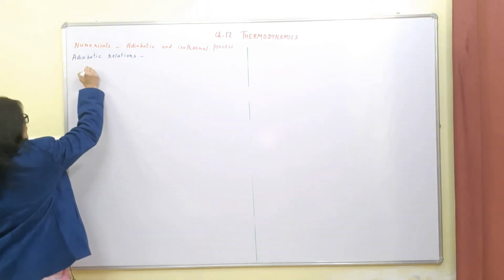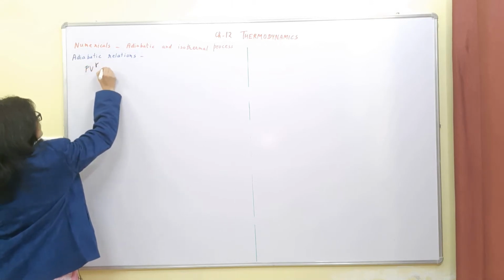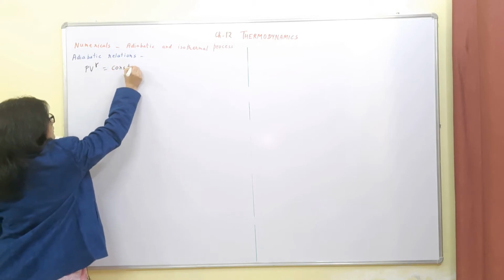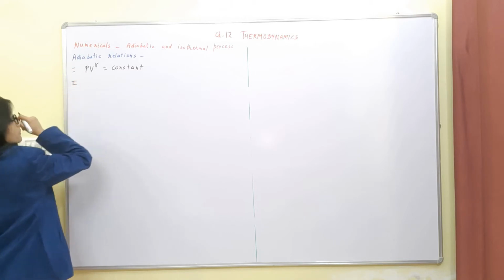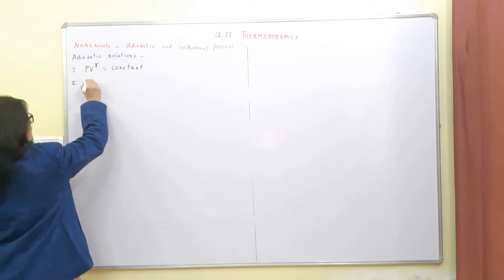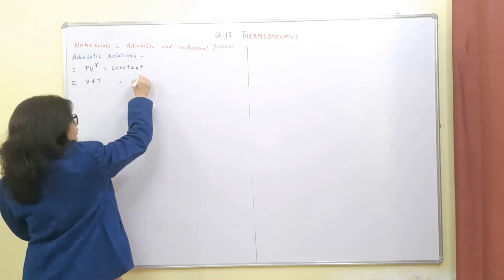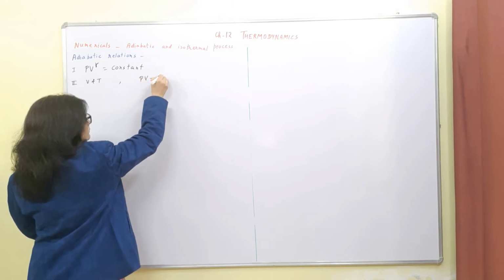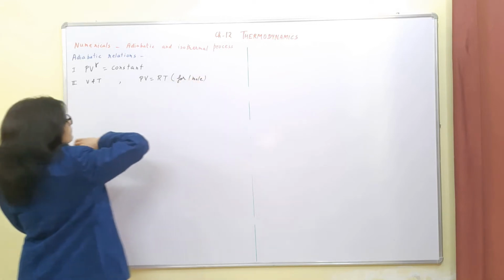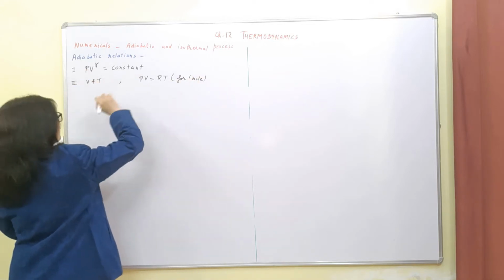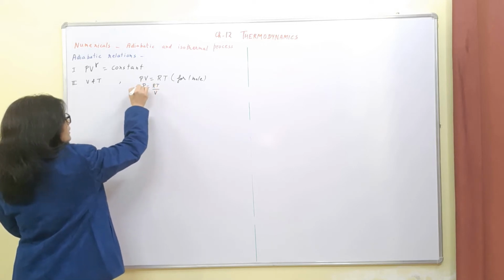So we know that PV to the power gamma is equal to constant. This is the first adiabatic relation. For the second adiabatic relation, which is between V and T, what will we do? We know that for 1 mole PV is equal to RT. So in this relation we can write down P is equal to RT upon V, right?